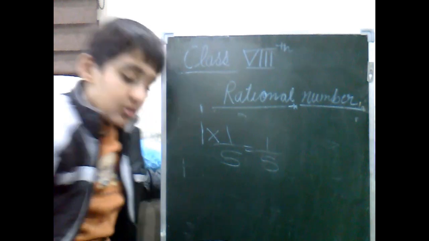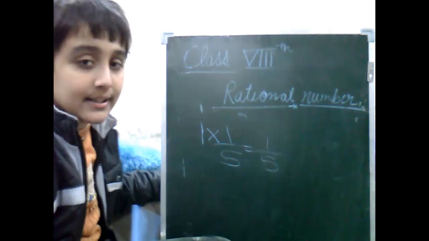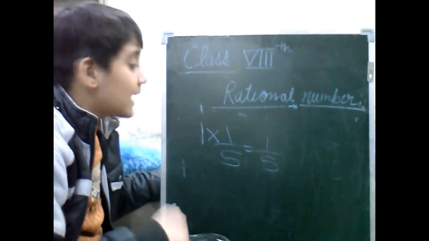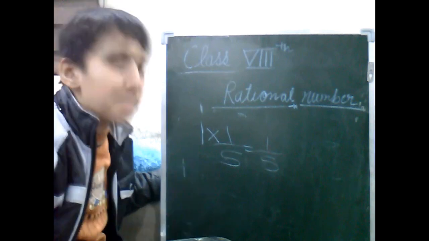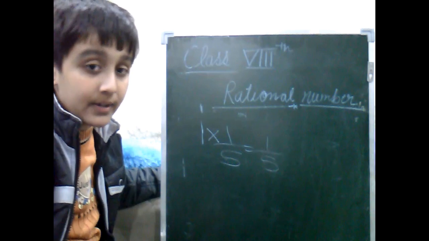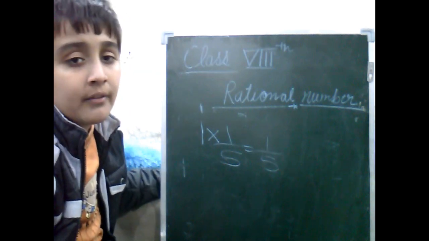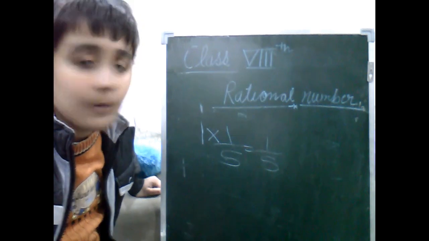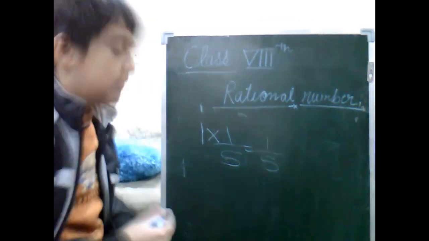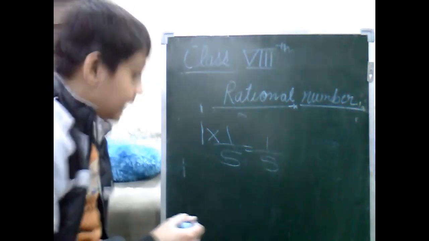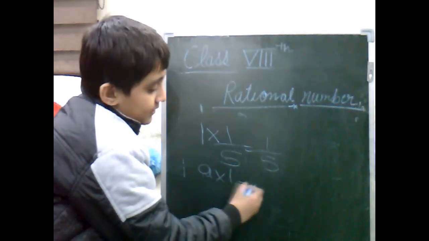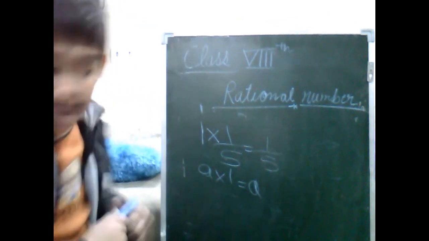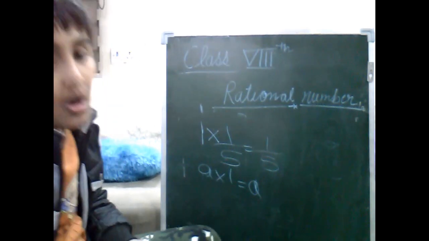So multiplicative identity is the number 1 which, when multiplied by any rational number, any natural number, gives the same rational number which we have multiplied with 1. Like 1 into 1 upon 5 is equal to 1 upon 5, the same number. Let me explain in the variable form. It is a into 1 is equal to a, the same number. Like 1 into a is equal to the same number a, or a into 1 is equal to a.